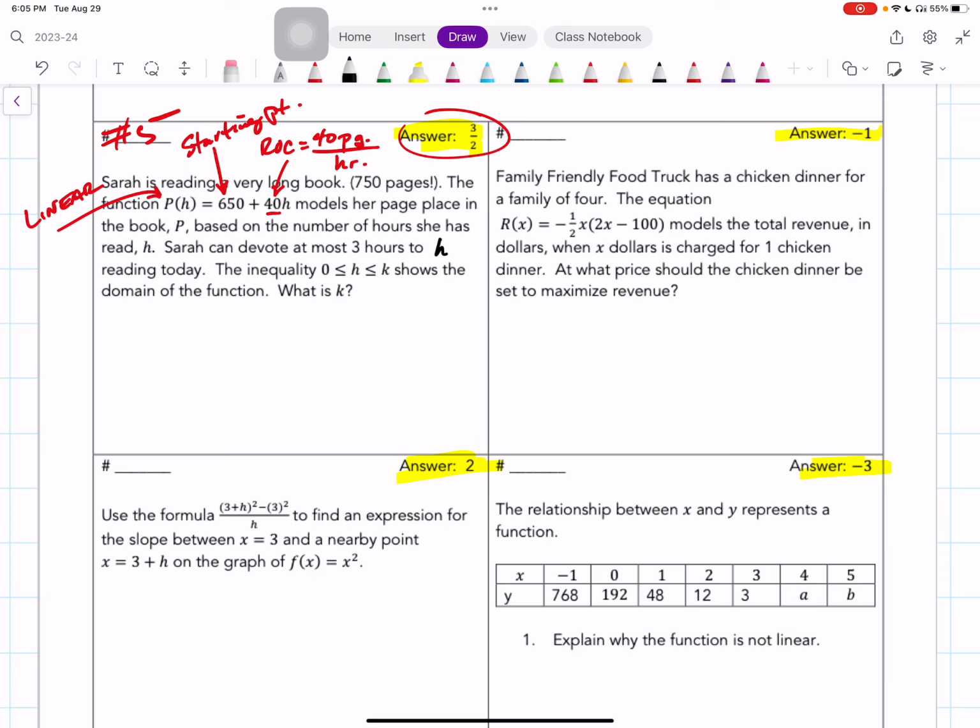All right, and so let's see here. How many hours will it take to read the remaining pages? She's starting at 650. It's a 750-page book. So I'm going to just write down my thinking here. In terms of the pages, she's on page 650. She's got to get through 750 pages.